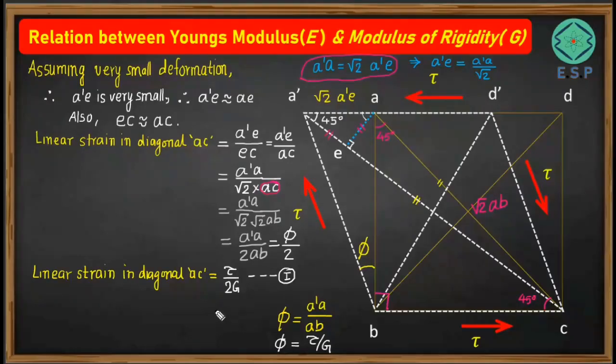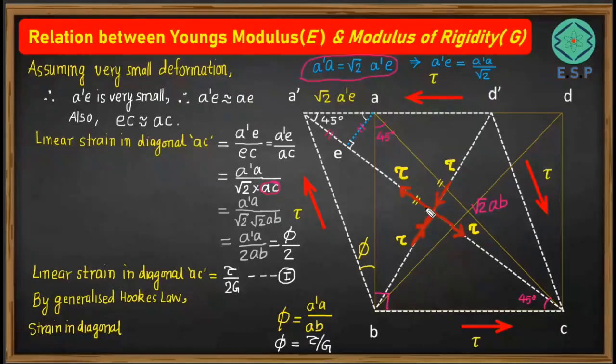Now, I can also find out linear strain with the help of generalized Hooke's law. So, let me show you that part also. Now, we know that if you apply shear stress over here, you will get complementary shear stresses all over the faces. This diagonal will have a stress acting like this in the tensile direction and the stress acting like this in the compressive direction. So, I want to find linear strain in this diagonal. Okay. So, I am going to use generalized Hooke's law. So I want to find strain in this particular diagonal, that is diagonal AC, because shear stress tau is acting in this direction.